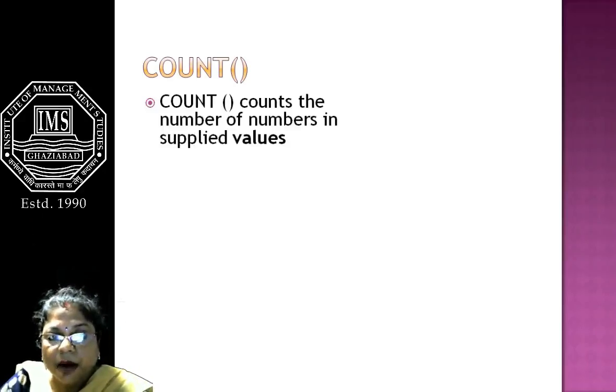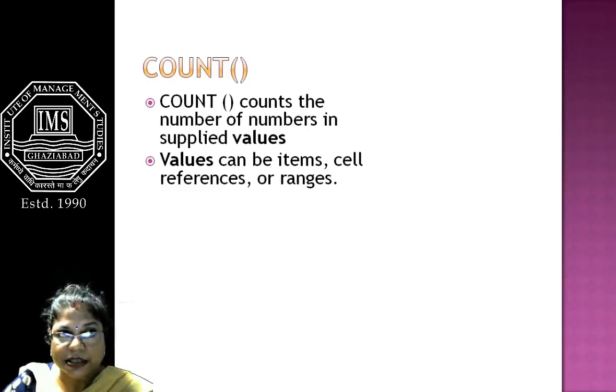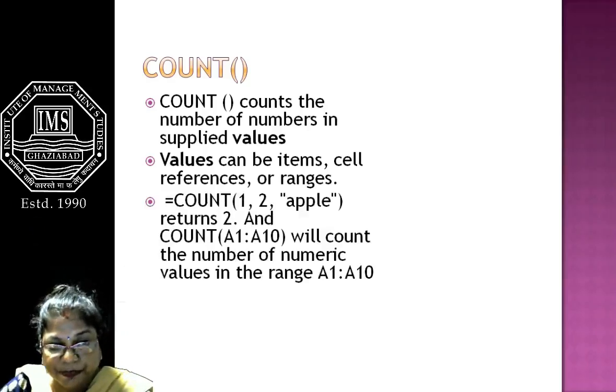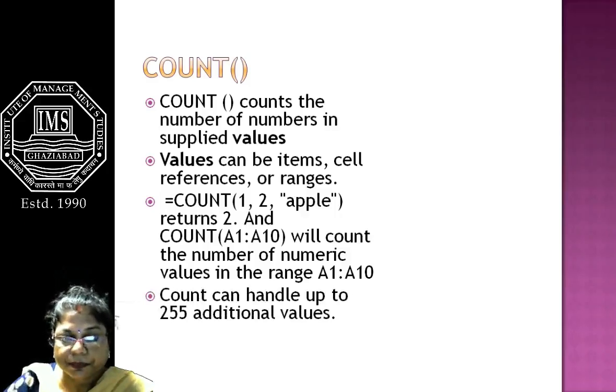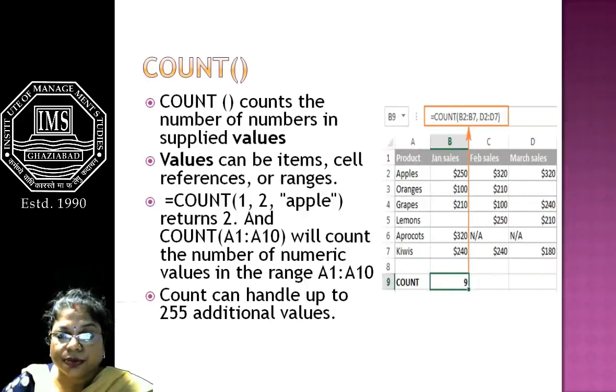As the name shows, count counts the number of numbers in the supplied values. Values again can be items, cell references, or ranges. As shown in the example, if I give the function as count 1, 2, apple, it returns 2. There are 2 numeric arguments. And count A1 to A10 will count the number of numeric values in the range A1 to A10. It can handle up to 255 additional values.